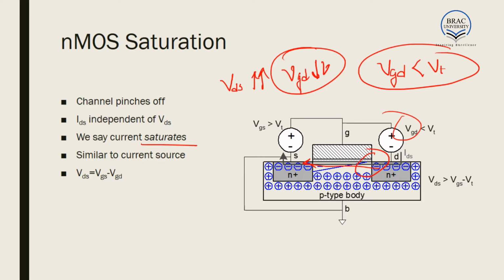And in the linear region, we have seen that the MOSFET works similar to a resistor. That is, the current increases as the voltage increases. But in case of the saturation region, it acts as a current source. That is, it gives a constant current.